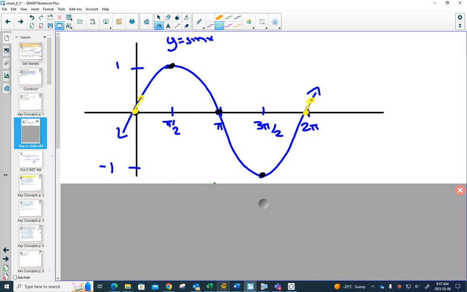Sometimes students use a maximum to another maximum as a way to calculate the period. Sometimes students use a maximum to a minimum and double it. Does it make sense that if it travels from here to here and it takes pi, it's going to take pi to get back to the maximum again, and your period would be 2 pi. No matter which point you choose to measure how long it takes to repeat itself, that value is going to be the same. For your sine graph, your period is always going to be 2 pi.